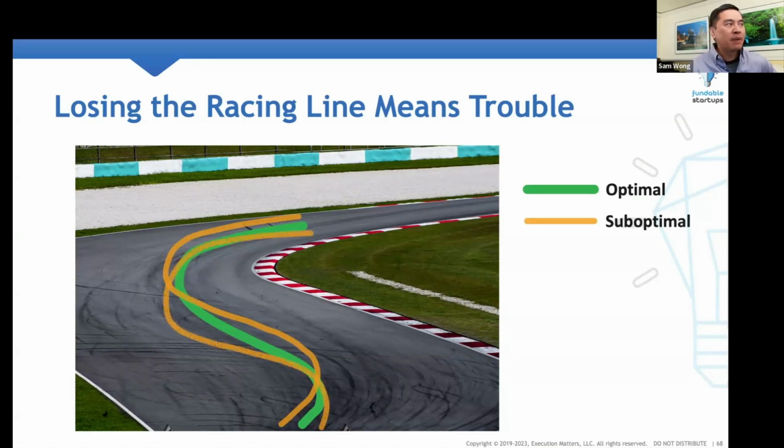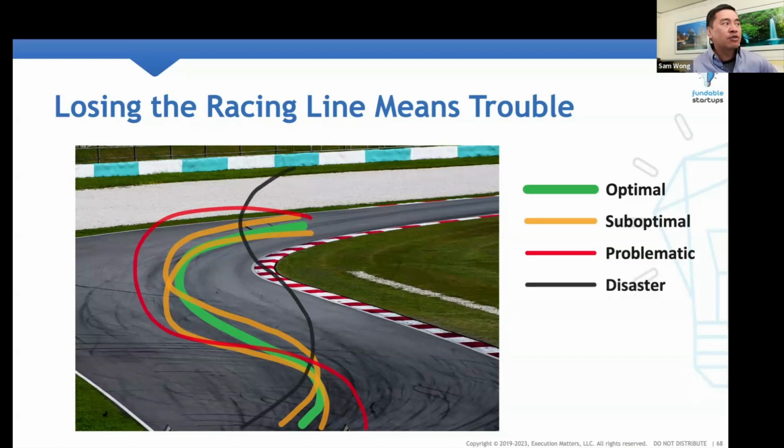And there might be other pathways that are not perfect. It's going to be a little bit slower. Then you might actually have a problematic path where your tires came off the track a little bit, and you lost a lot of time, but you're still in the race. And then there's a disaster situation where you get off the track so badly, you hit the wall and you crash, you're out of the race.